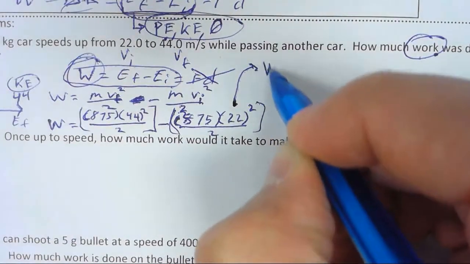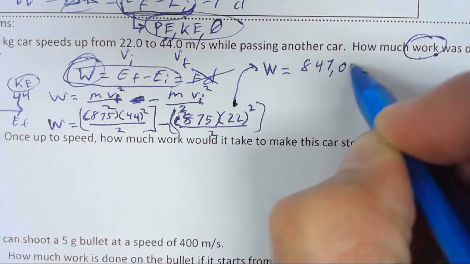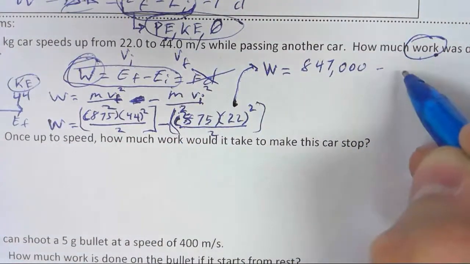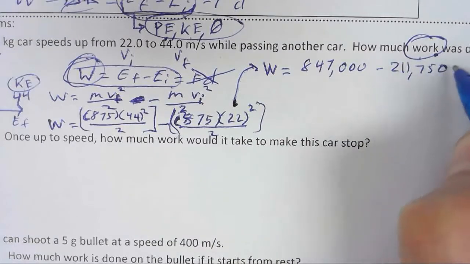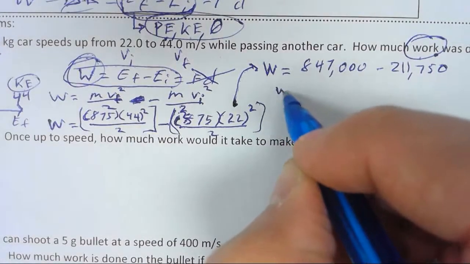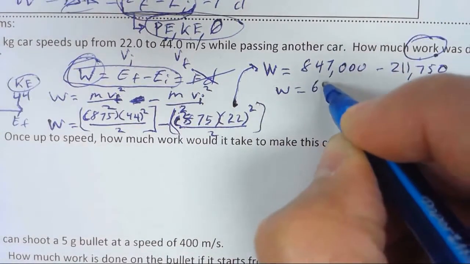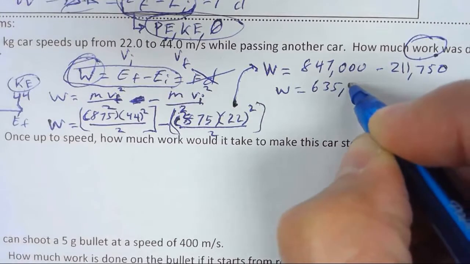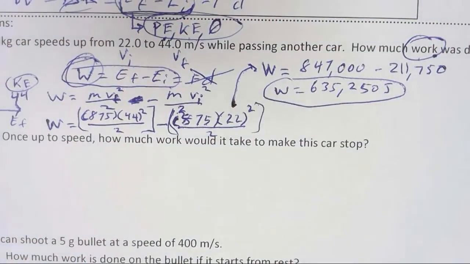If you do that, for the final energy, you get 847,000. And for the initial energy, you get 211,750. If you subtract them, you get 635,250 joules. The engine did 635,250 joules of work in order to speed this car up.